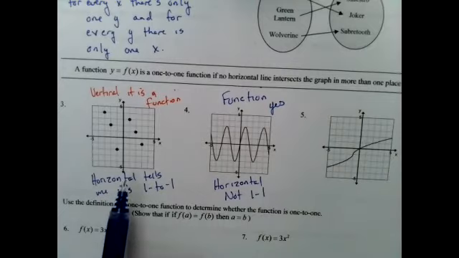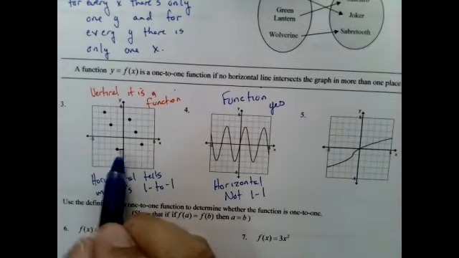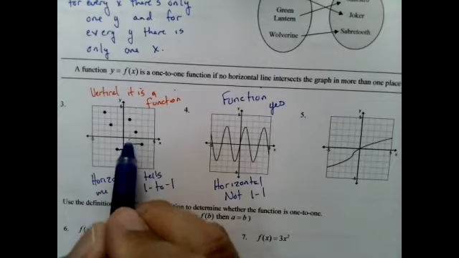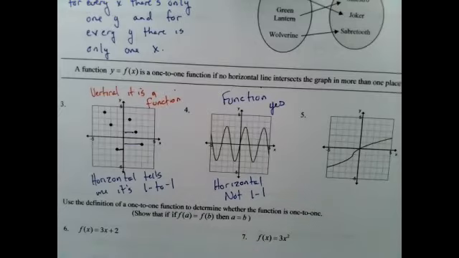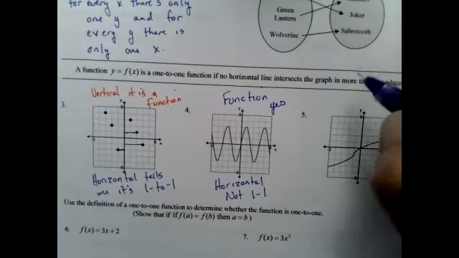This one was, because every y only had one x, right? Every y. But this one, I pick a y value and it goes multiple places. And again, you see the trig. Number 5, function.